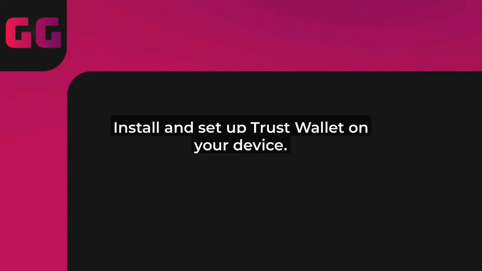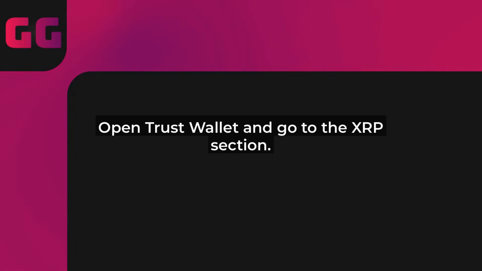First things first, make sure you have everything ready. You'll need a Coinbase account with some XRP in it, and Trust Wallet installed on your phone. If you haven't already, download Trust Wallet from your App Store and create a wallet. It's free and user-friendly.